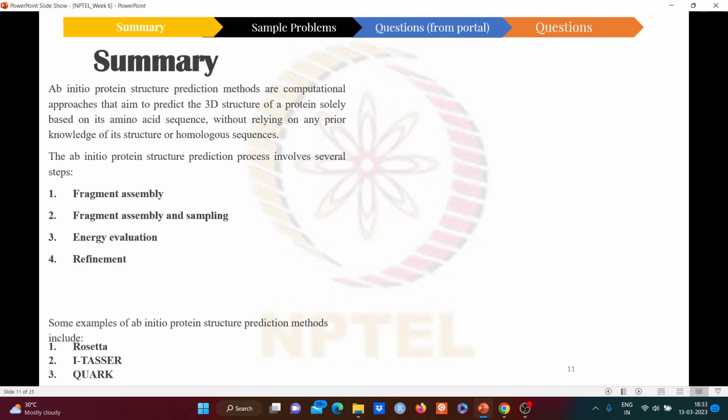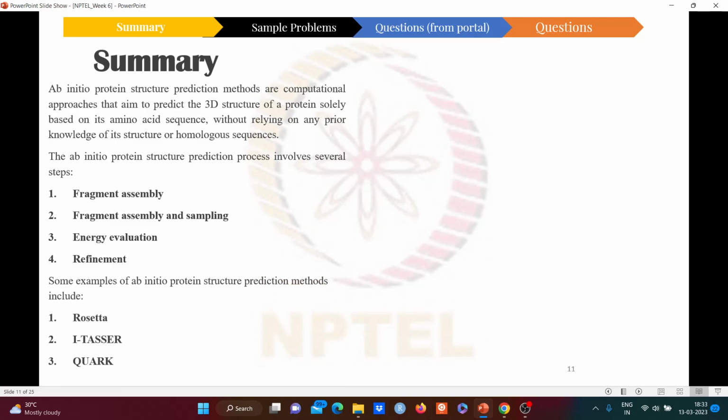Some examples of ab initio methods are Rosetta, which is a widely used ab initio method that uses a fragment-based approach and a physics-based energy function to predict the 3D structure of a protein. Next is I-TASSER, which is a hybrid method that combines ab initio methods with homology modeling to predict the 3D structure. Next is QUARK, which is a combination of fragment-based assembly and replica exchange Monte Carlo simulations to predict the 3D structure.